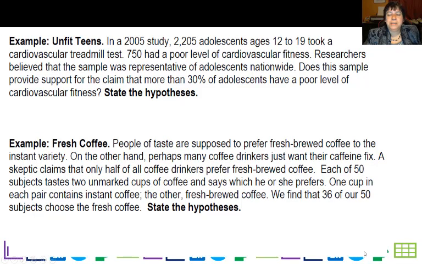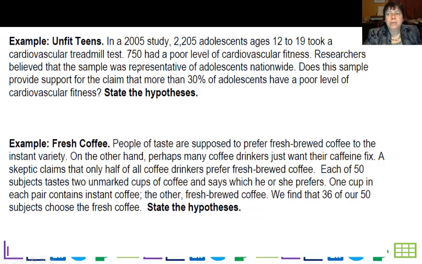Now let's look at this example on unfit teens. In a 2005 study, 2,205 adolescents ages 12 to 19 took a cardiovascular treadmill test. 750 had a poor level of cardiovascular fitness. Researchers believe that the sample was representative of adolescents nationwide. Does this sample provide support for the claim that more than 30% of adolescents have a poor level of cardiovascular fitness?